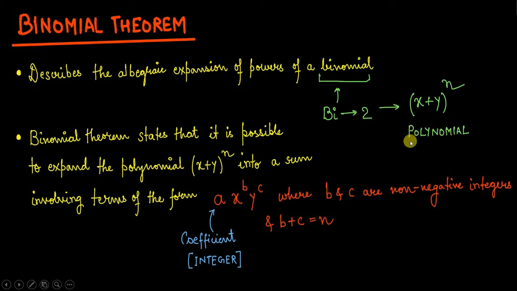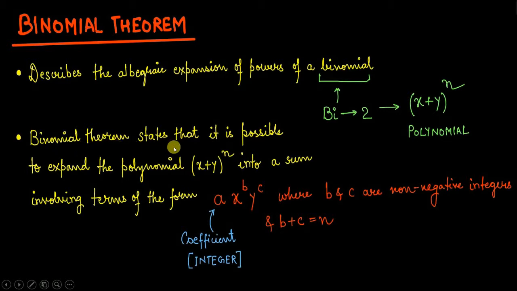What kind of a polynomial? Binomial. Okay, if it is a 3, that will be considered as a trinomial. If it is a 4, then that will be considered as a quadrinomial. Now here we'll be focusing only on binomial theorem. Why? Because we have only 2 terms in it. Okay, so (x plus y) whole to the power of n. What is the significance of it and what does it do?